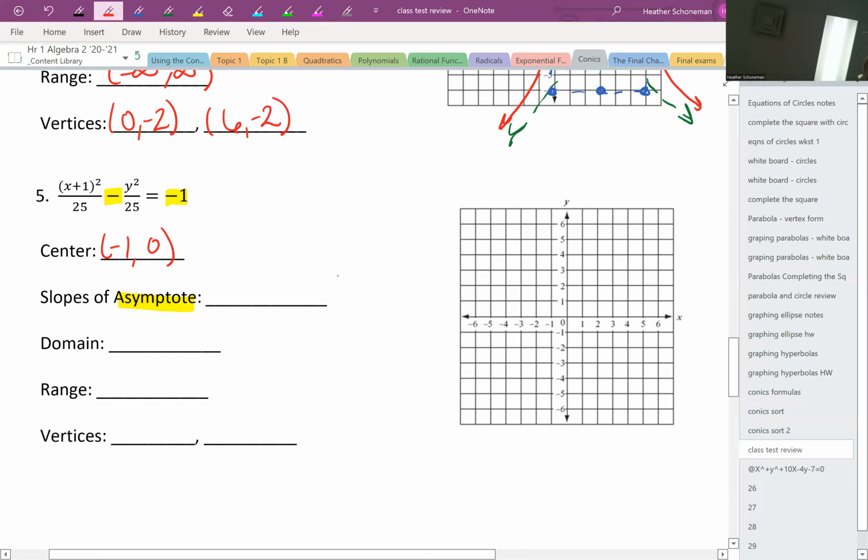So my slope of asymptote would be plus or minus b over a. So that's plus or minus 5 over 5. This is one of the only times we don't want to reduce anything. So here's my center. So I'm going to go 5 in each direction.